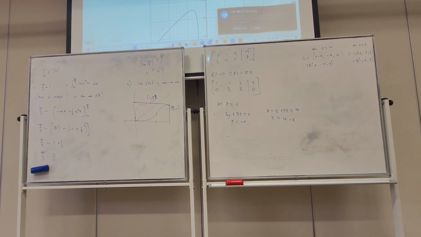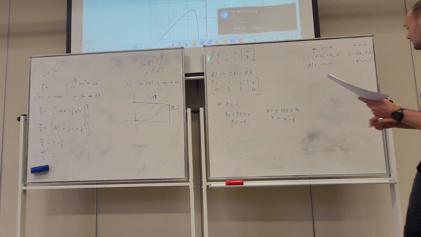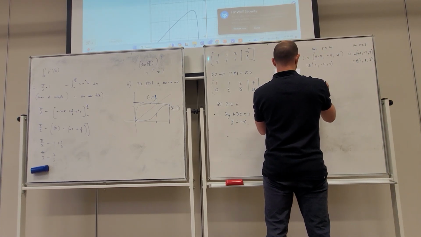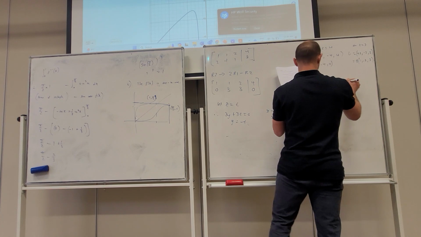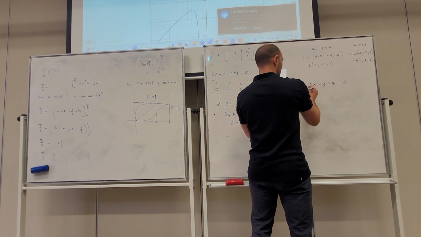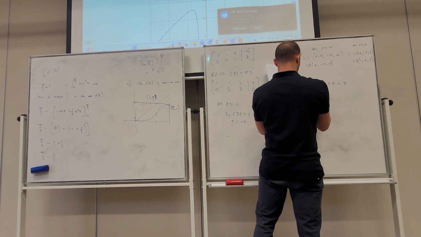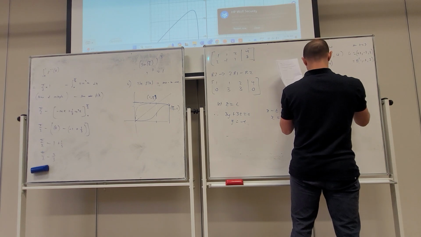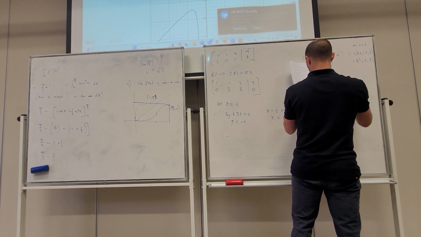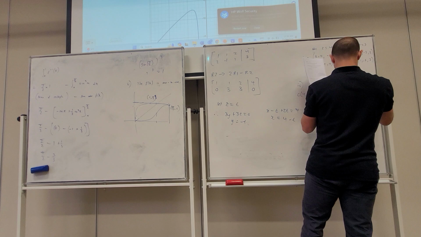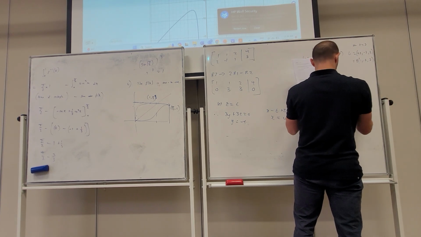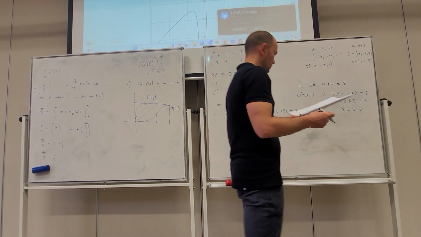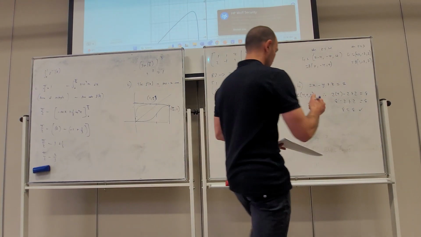Show that point C is on plane 2. So plane 2 has the equation 2x take y plus z equals 8. Now, C is 4, 2, 2. We'll just show that C satisfies P2.